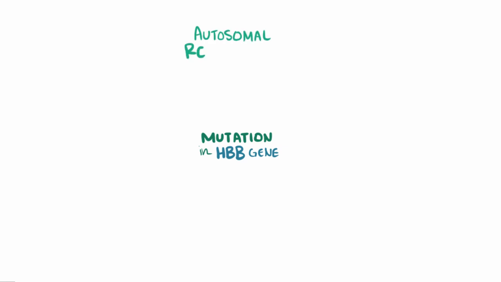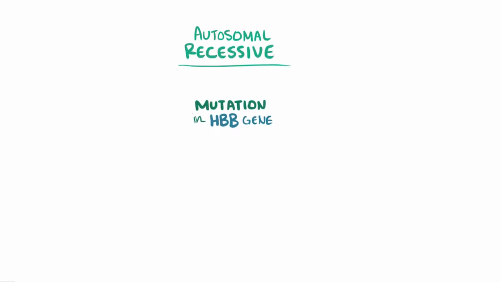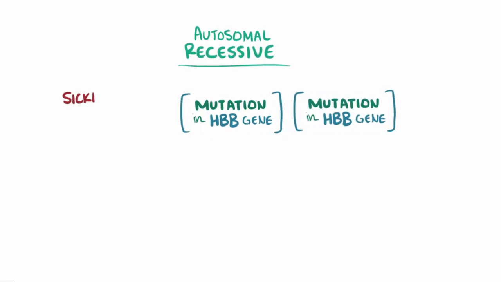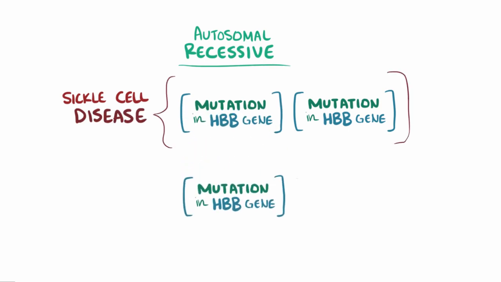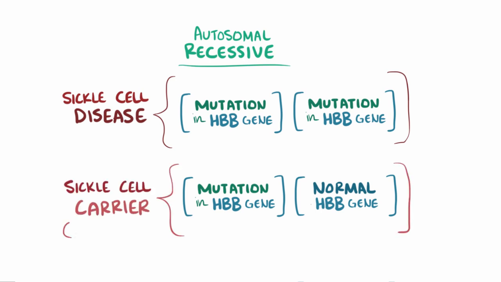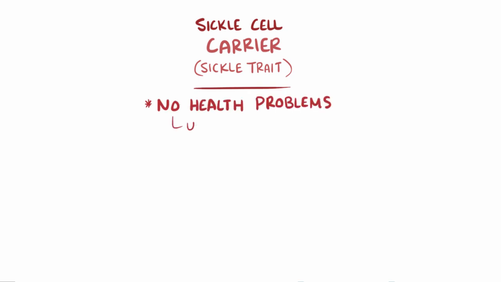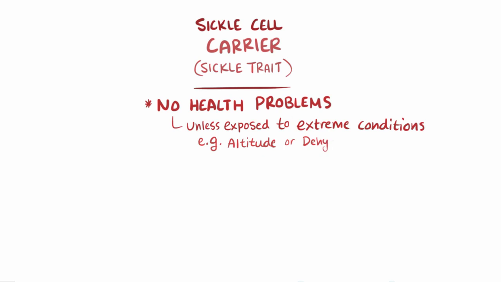Sickle cell is an autosomal recessive disease, so a mutation in both copies of the beta globin gene is needed to get the disease. If the person has just one copy of the mutation and one normal HBB gene, then they're a sickle cell carrier, also called sickle trait. Having sickle trait doesn't cause health problems unless the person's exposed to extreme conditions like high altitude or dehydration, where some sickle cell disease like symptoms can crop up.